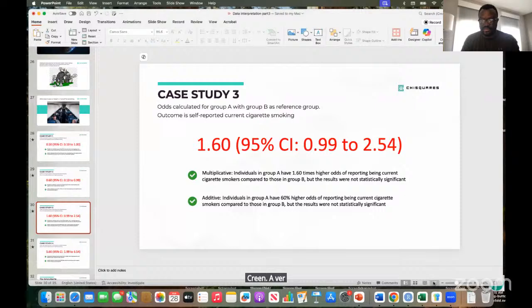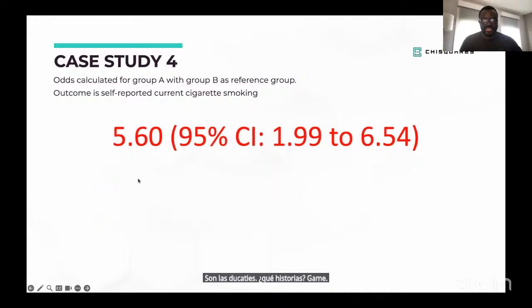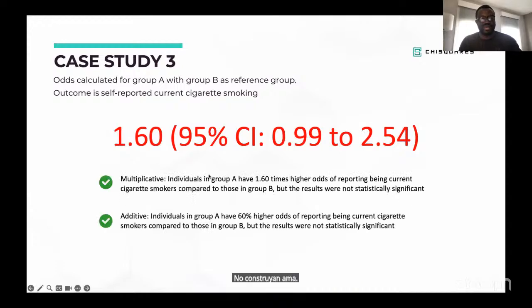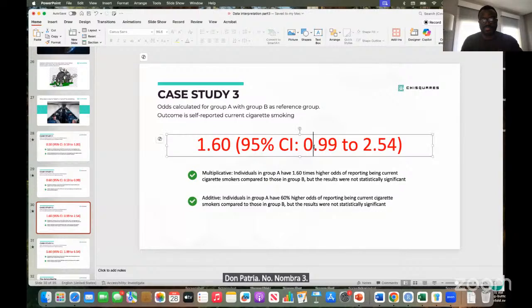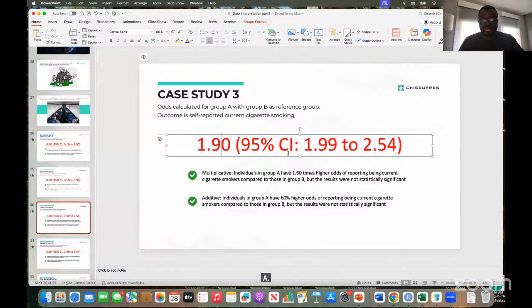Okay, let me share my screen again. Hold on a minute. Share my screen. All right. So let's look at these case studies again. Let's look at case study number 3 and number 4. Number 3 is 1.60. Let's make this significant. 1.99. Let's make this 1.90, and let's make this 1.69. All right.